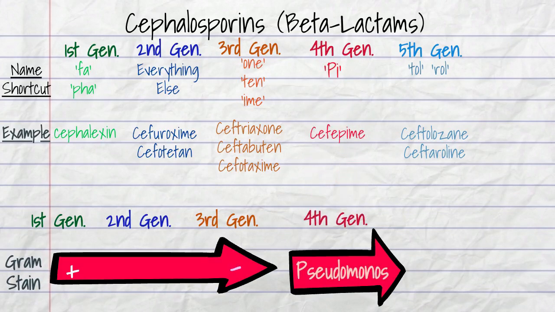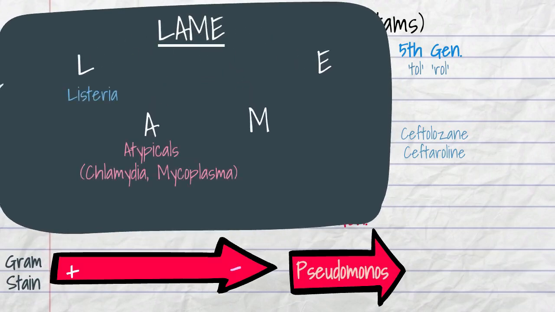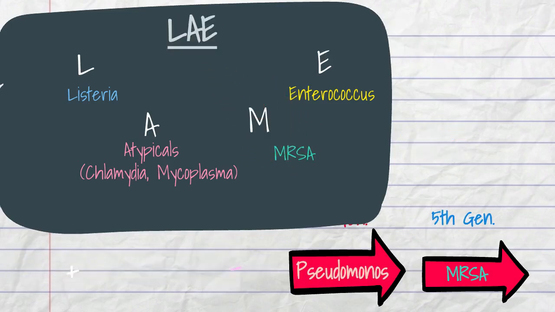The acronym LAME represents pathogens that cephalosporins do not cover: Listeria, atypical pathogens, MRSA, and Enterococcus. In 2015, fifth-generation cephalosporins were released, adding coverage of MRSA, leaving the popular acronym with only the L, A, and E.